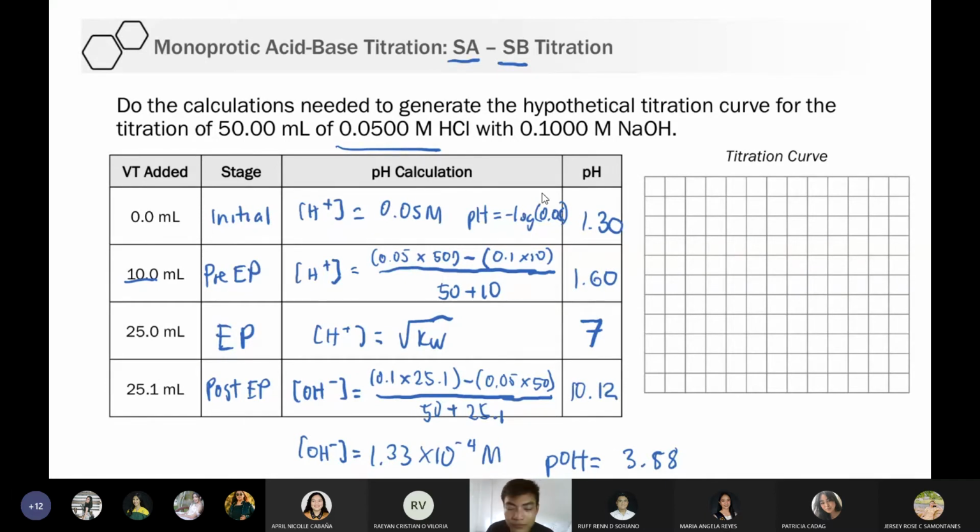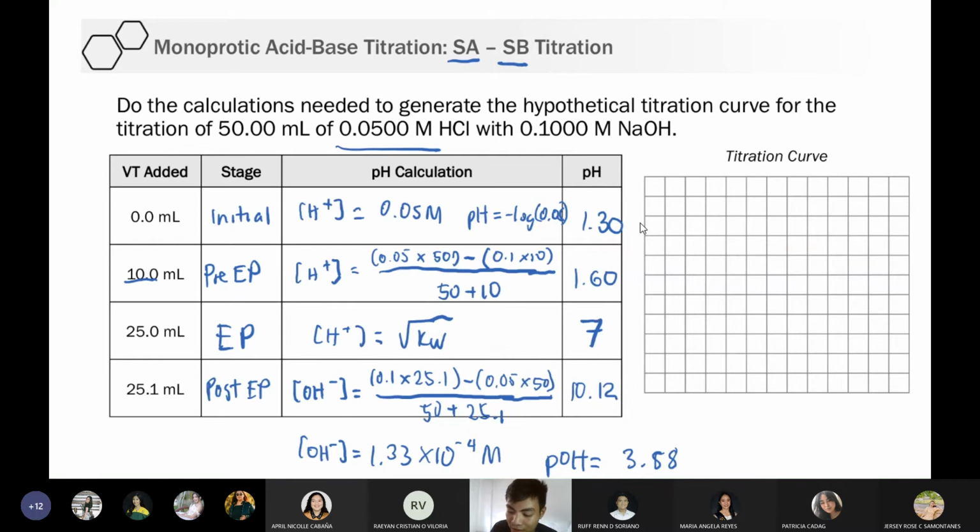So yan. Dito pinapakita ko lang yung solving ng concentrations. I-negative log nyo lang yung mga yan. Makukuha mo yung pOH pati pH. However, yung pOH i-convert nyo sa pH kasi yun yung gusto ko dito. And yan. So we were able to solve for the pH of the solution at different volumes of titrant na dinagdag.